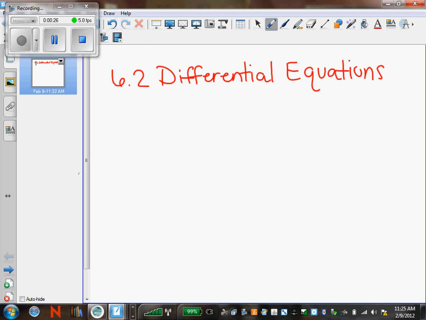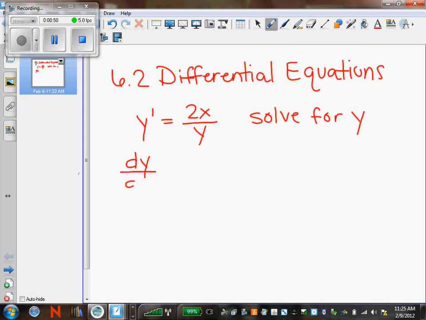We are actually going to start with a differential equation, and we are going to separate the variables and solve for y. So, given y prime equals 2x over y, the directions want you to solve for y. The first thing you'll want to do is replace your y prime with dy over dx. You want to get all y's on one side of the equation, all x's on the other side of the equation. So this will be y dy equals 2x dx.